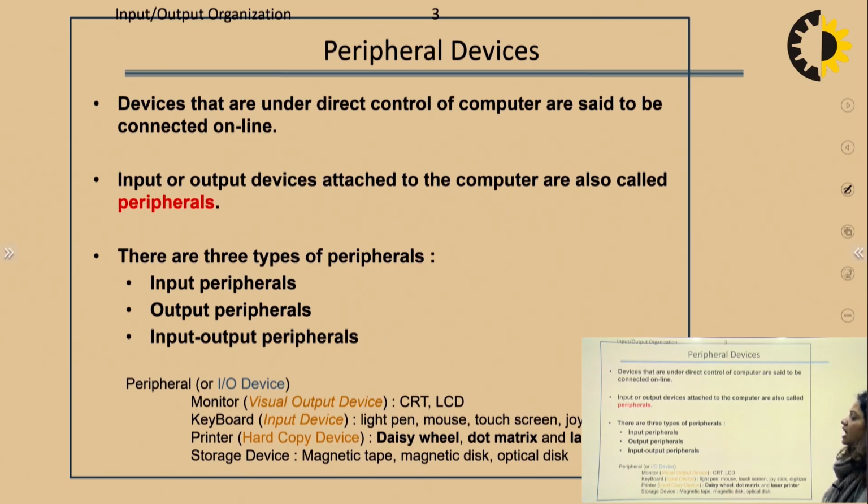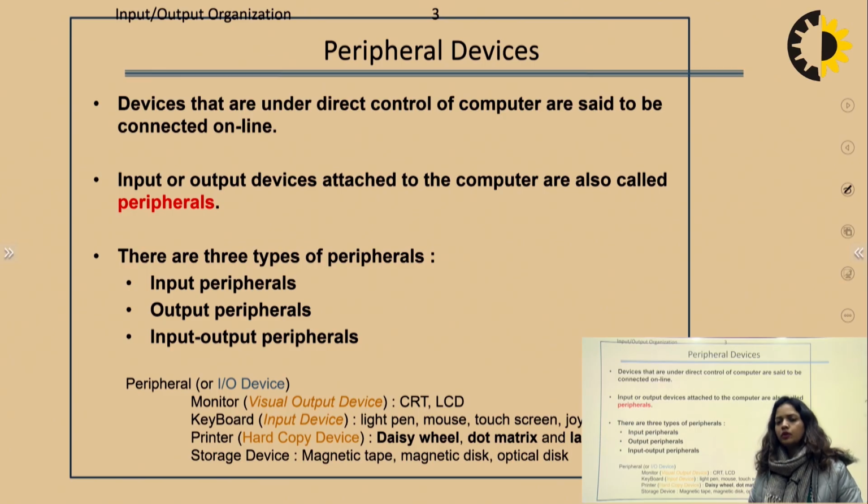Here we have three types of peripheral devices. One is the input peripherals, through which we can insert data into our computer system. The second is the output peripherals, where data is received as output. Then we have input-output peripherals, the devices which act at the same time as an input device as well as an output device.